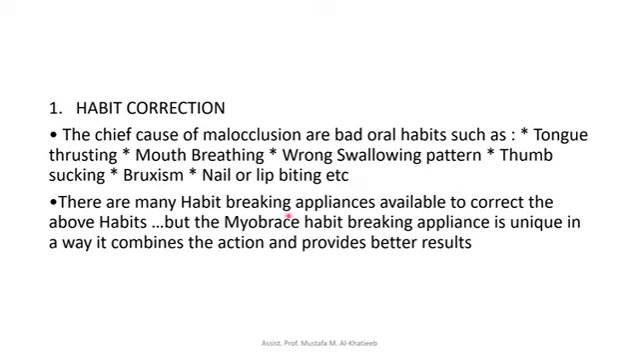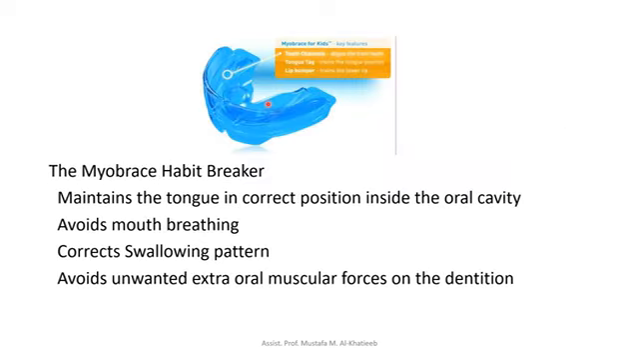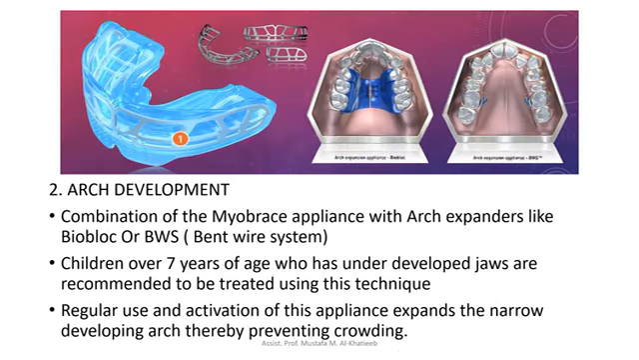There are many habit-breaking appliances available to correct the above habits, but the Myobrace habit-breaking appliance is unique, a way to combine the action and the Myobrace habit breaker maintains the tongue in the correct position inside the oral cavity to avoid mouth breathing, correct the swallowing pattern, and avoid unwanted extraoral musculature.